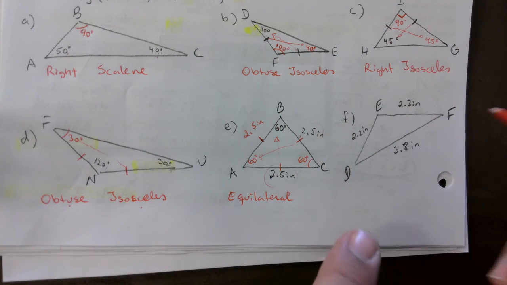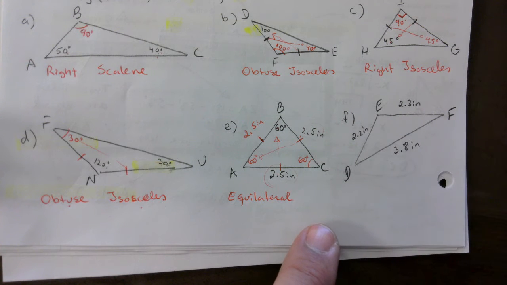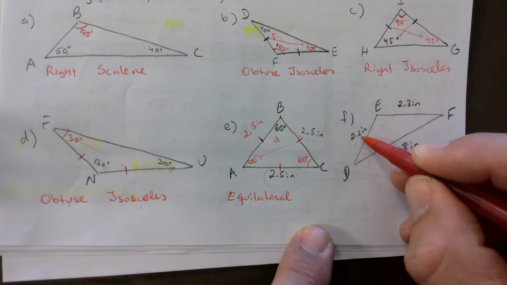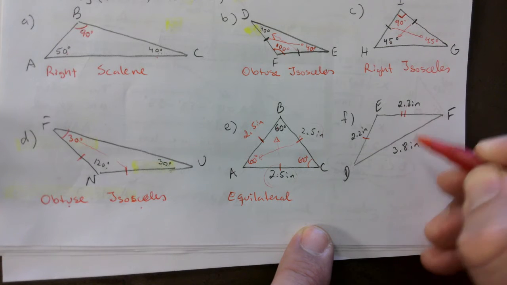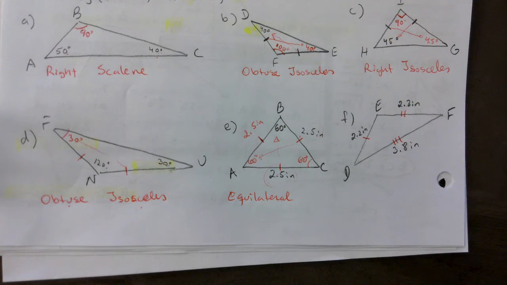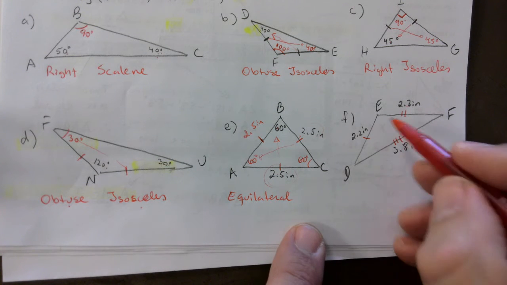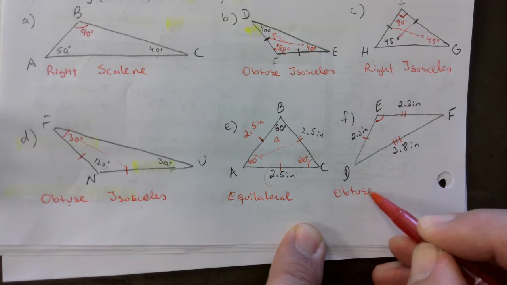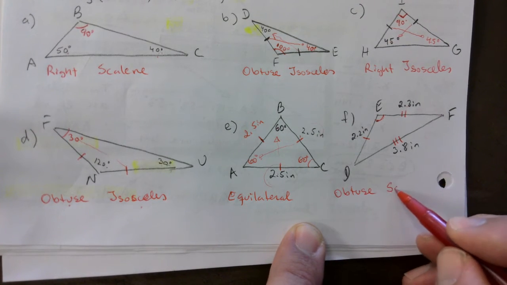Okay, and here, watch this. Watch my markings. All three sides are different. That means that all three sides are going to be different. If you have 3 different markings, that means that they're all different. But this does look like an obtuse, doesn't it? So you go obtuse, scalene.